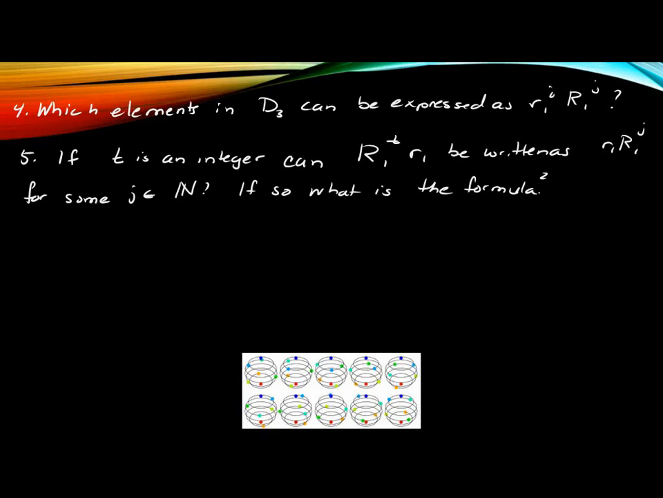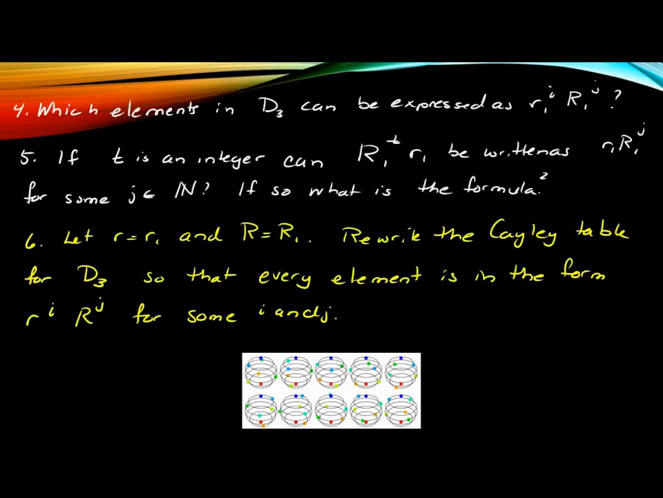So, final problem. If t is an integer, can you take r1 to the t, r1, and rewrite it as r1 times r1 to the j for some j? So you're really, again, going to dig into that Cayley table and see if some of these things can be done. If so, what's going to be the formula for the j?